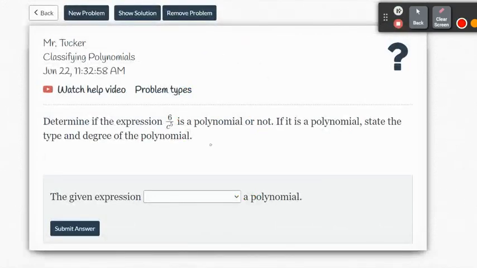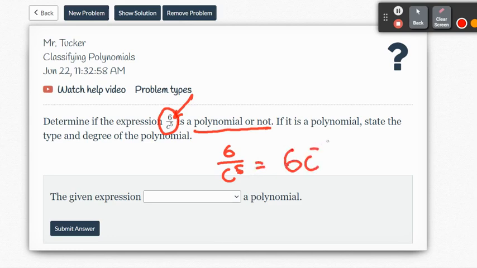Now, I might have already given away the story for this one earlier. Notice you've got a c to the 5th down on the bottom. Well, we don't actually analyze with our variables on the bottom. We need our variables to be on the top to analyze whether or not it's a polynomial. This should be rewritten: 6 over c to the 5th can be rewritten as 6c to the negative 5. If our variable is above the fraction bar, that's when we make our analysis as to whether or not this is a whole number. And immediately we should recognize that's negative.